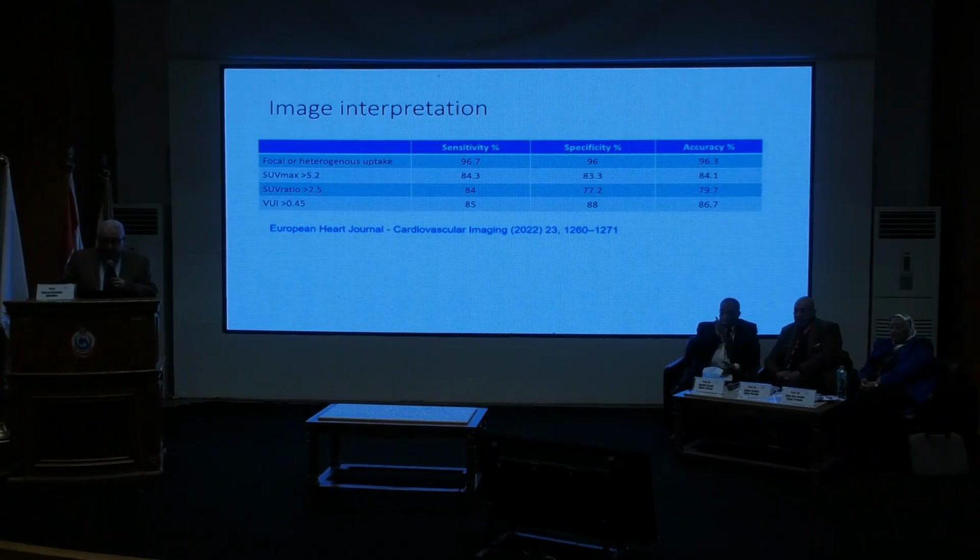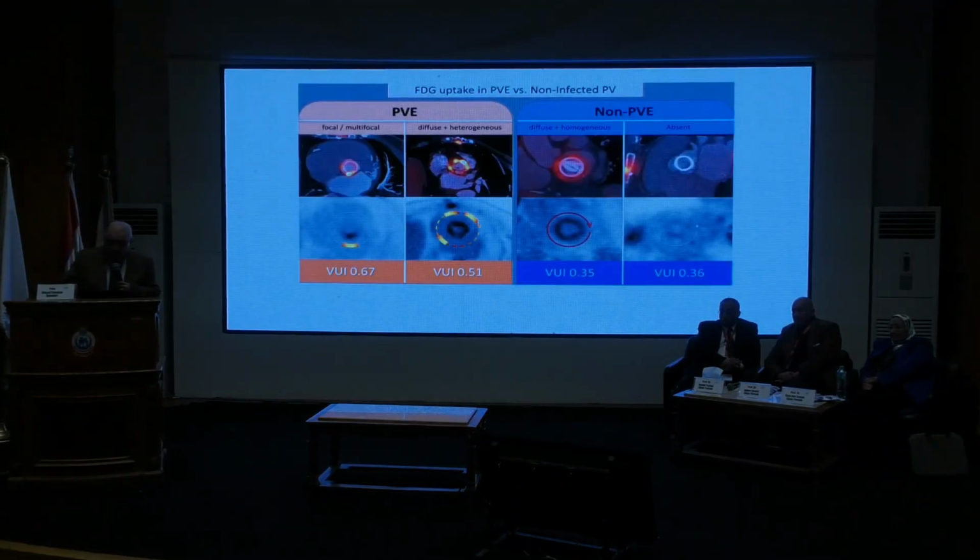This is a study published in 2022 comparing the sensitivity, specificity, and accuracy of different parameters, whether visual or quantitative. Here we can see that the visual assessment is even more sensitive and more specific. And of course, if you have a positive visual assessment and a positive quantitative assessment, this means that the patient probably has infective endocarditis.